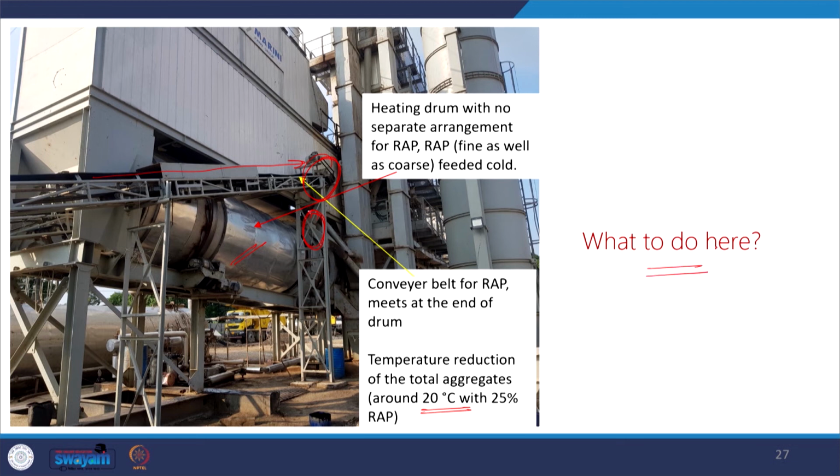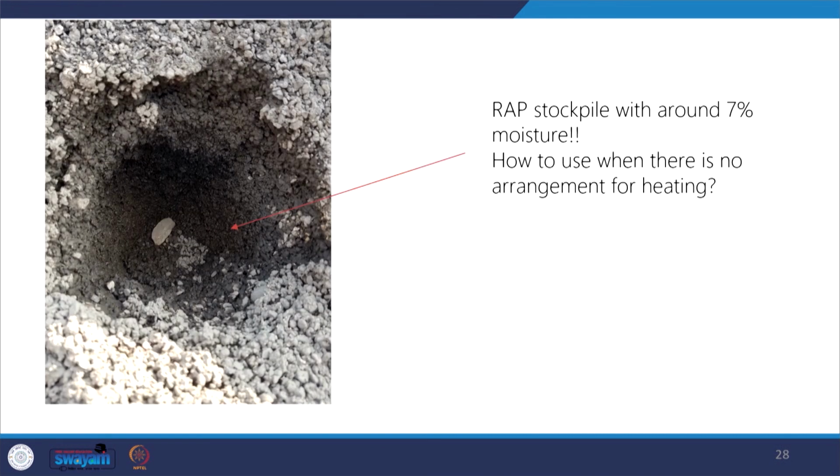Then we have to think of other mechanisms, maybe using rejuvenators, maybe superheating the virgin aggregates, using additives such as warm mix additives to prepare a proper mix having similar workability and so on. So, there are other aspects which need to be looked at in the mixing plant before exercising the use of a higher dosage of RAP.